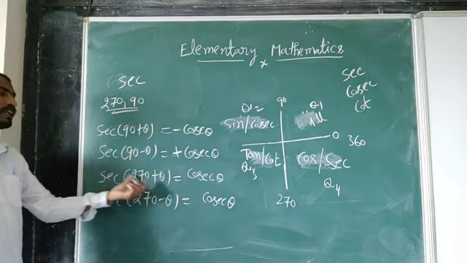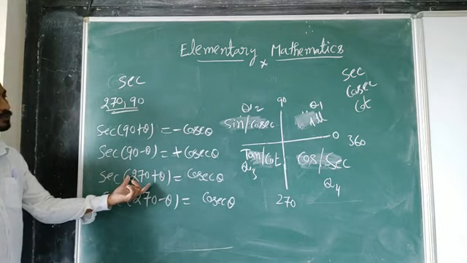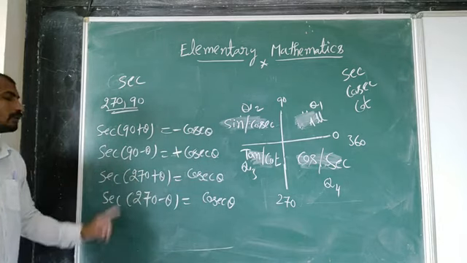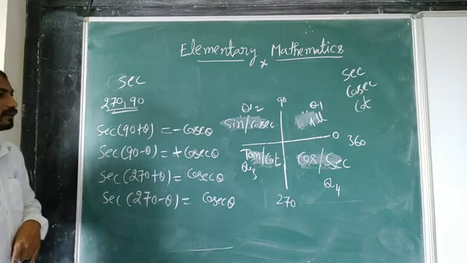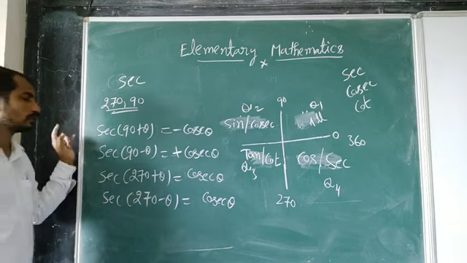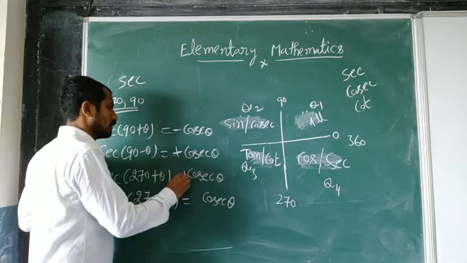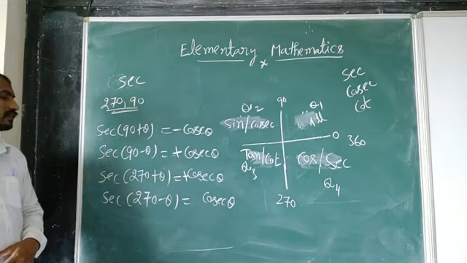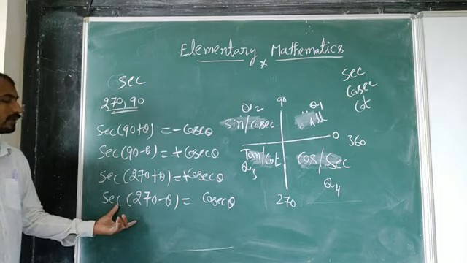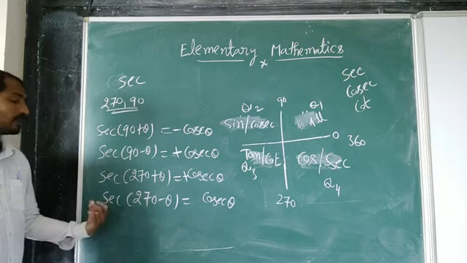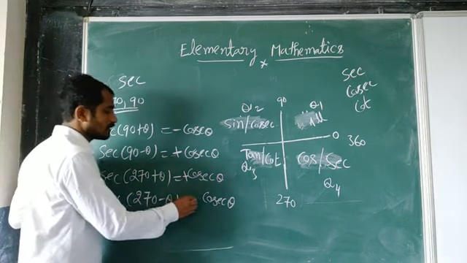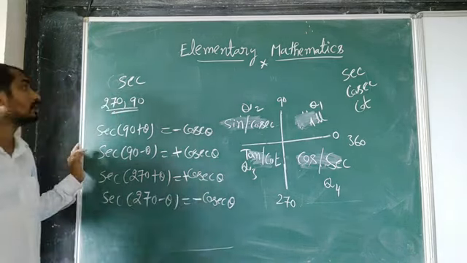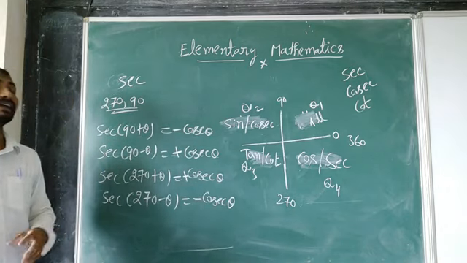Next, sec 270 plus theta. 270 plus theta is the fourth quadrant. In the fourth quadrant, cos and sec are positive. Our base function sec is positive in the fourth quadrant also. Therefore, you can write plus. Next, 270 minus theta will be in the third quadrant. In the third quadrant only tan and cot are positive. But what is the base function? Sec. That means the answer will be minus cosec theta. This is for 90 and 270.